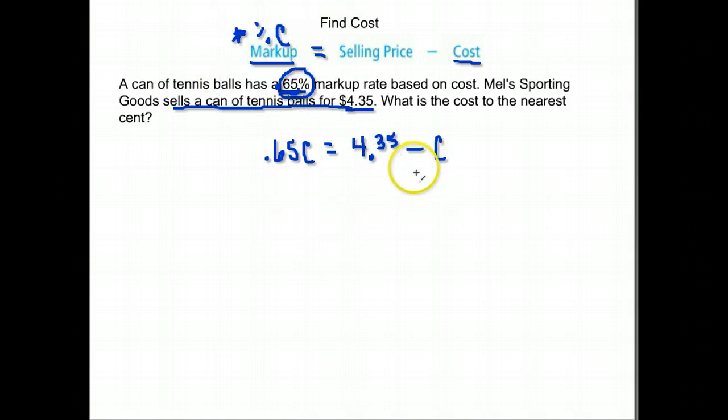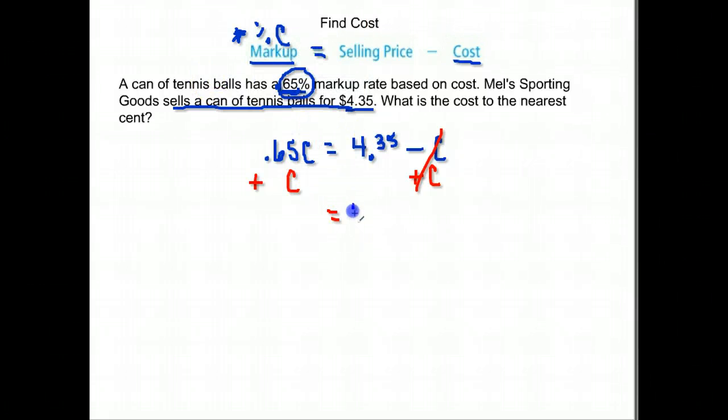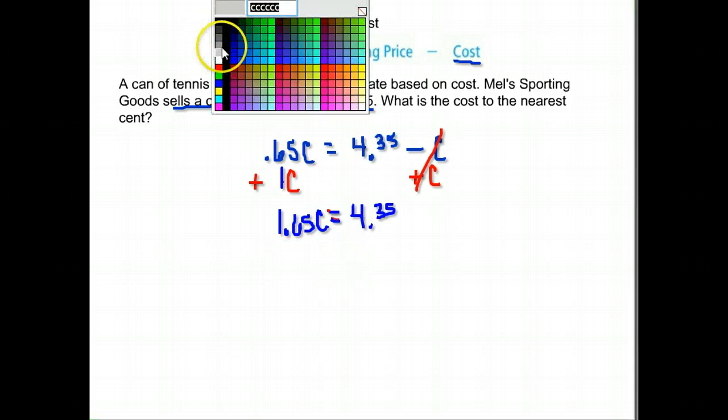We need the C's on the same side. So this was a subtracting C. We do the opposite and add C. And whatever you do on one side, you have to do on the other. Okay, what does that do for me? It leaves me with $4.35 on the right-hand side. On the left-hand side, this is a 1C. 1 plus 0.65 is 1.65 C. Be very careful with that. And we're still solving for C here.